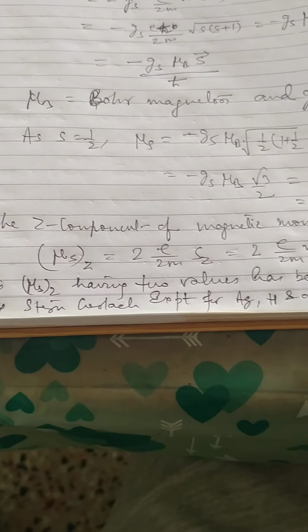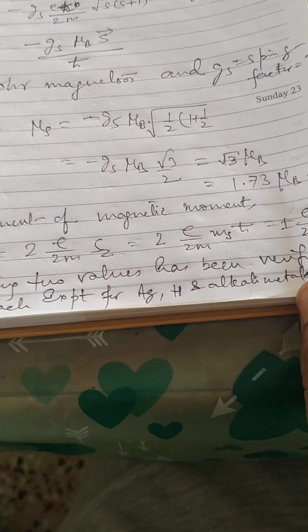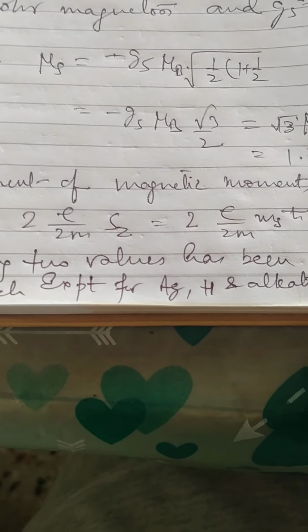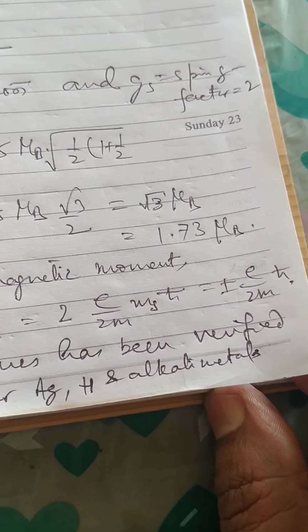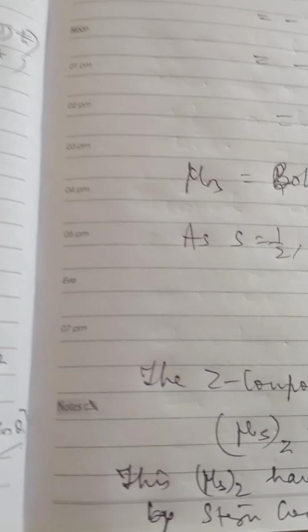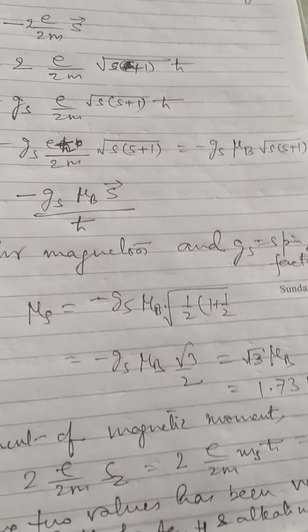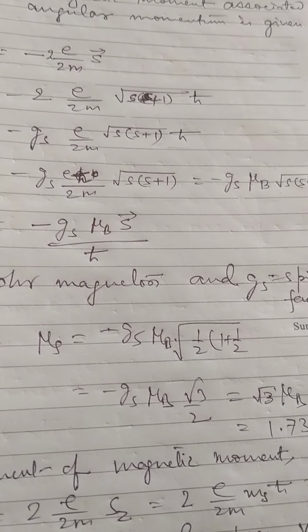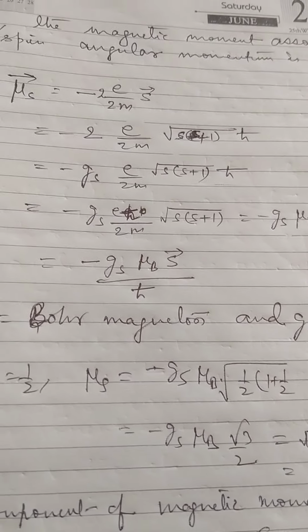Thus mu s having two values has been verified by the Stern and Gerlach experiment for Ag, that is silver, hydrogen and alkali metals, for which the orbital quantum number L was 0 for the ground state. So now the space quantization with respect to orbital angular momentum and spin angular momentum has been clearly described. Thank you very much.